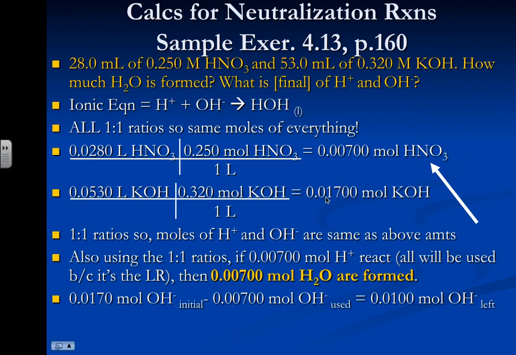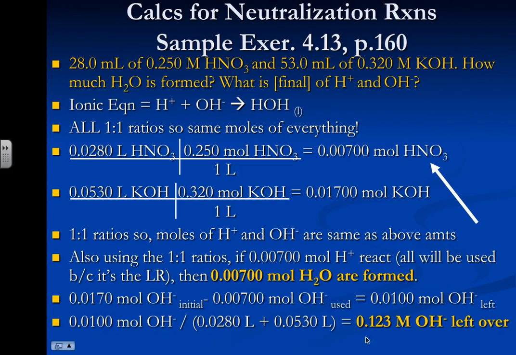The 0.017 was my starting amount. That's how much total of the hydroxide I had. I would use up the same amount as the acid, and then when I subtract those, I get the amount left. Okay, when I take that amount left and then divide it by the total volume. Notice that I had to do an addition here because I took 28 milliliters of the nitric acid and 53 milliliters of the potassium hydroxide. So I had to add the two volumes together to get my final concentration, or again, molarity, and I find 0.123 moles of hydroxide would be left over.